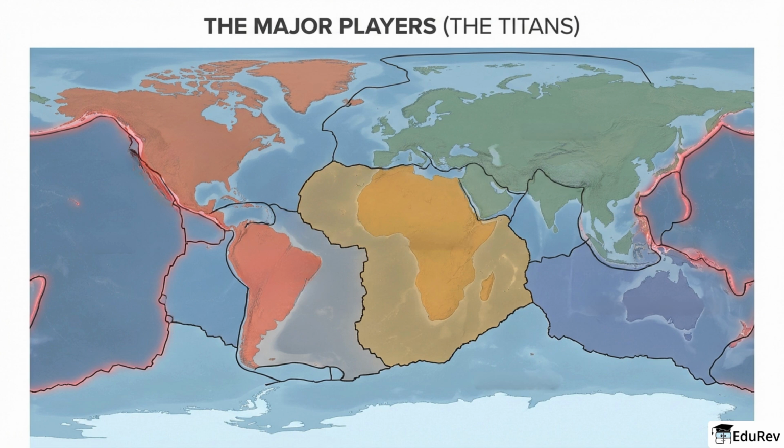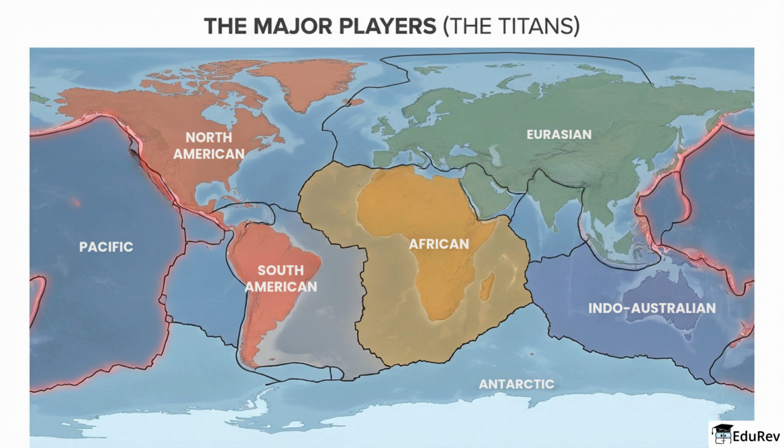These are the major players, the big plates that dominate global tectonics: Pacific, North American, South American, African, Eurasian, Indo-Australian, and Antarctic. Also notice the ring of fire around the Pacific. In UPSC, maps are not decoration. If you can place these plates mentally, you can predict where earthquakes and volcanoes concentrate.